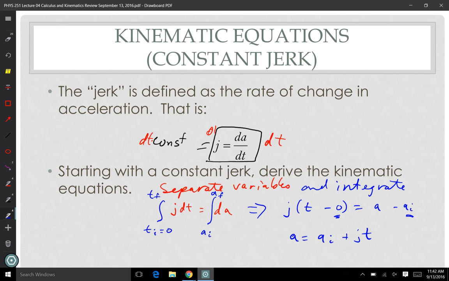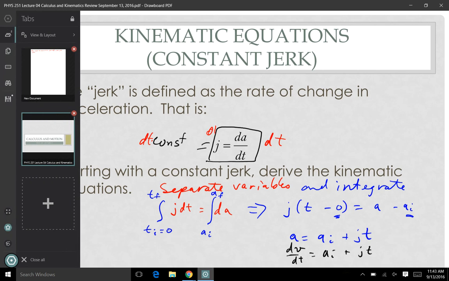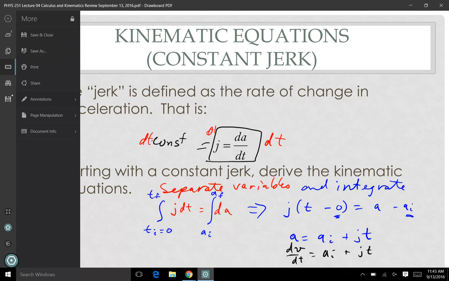So I now have to substitute dv dt is equal to a initial plus jt. Now, of course, I'm out of space on this. Let me add a blank page.